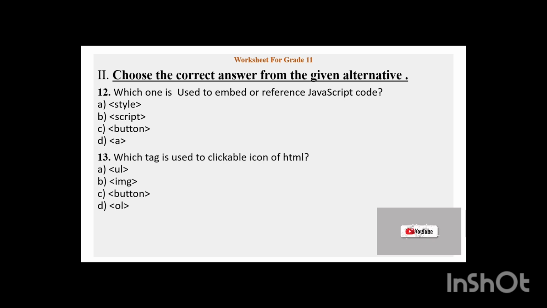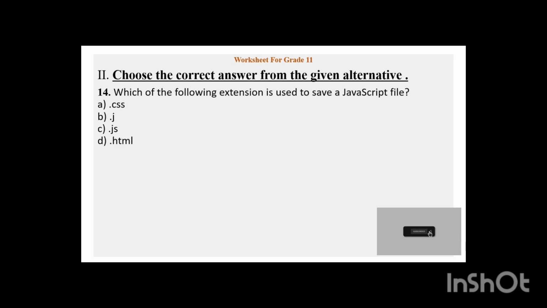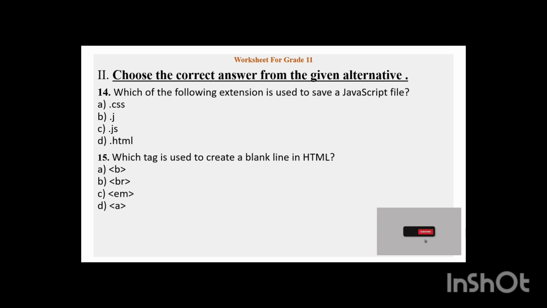Question 1.3. Which tag is used to create a clickable icon for a shape? A. UL, B. IMG, C. Button, D. OL. Question 1.4. Which of the following extensions is used to save a JavaScript file? A. .css, B. .j, C. .js, D. .html.